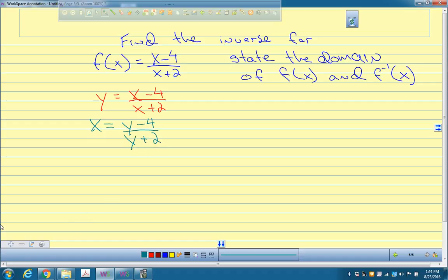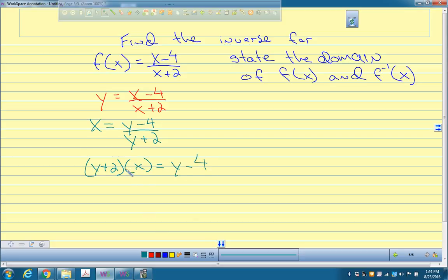And now you have to get y by itself. So what do you think I do first? Multiply. Yeah, you multiply it, you cross multiply this across. So next you get y plus 2 times x equals y minus 4.